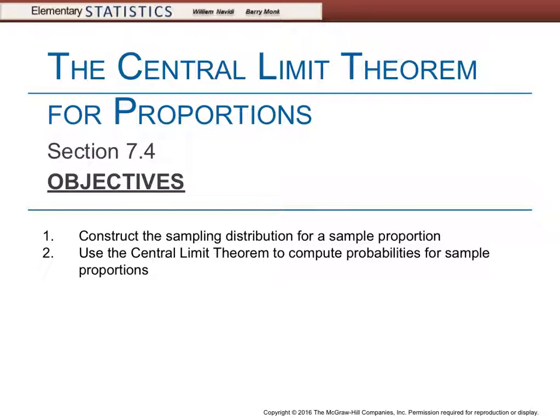In Chapter 7.4, we're looking at qualitative variables and whether somebody has the characteristic or does not have the characteristic. And so in this particular case, we can construct a sampling distribution for a sample proportion. And we will use the central limit theorem to compute probabilities for the sample proportion.